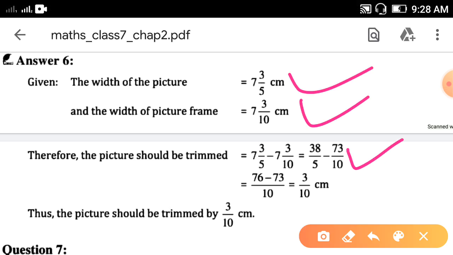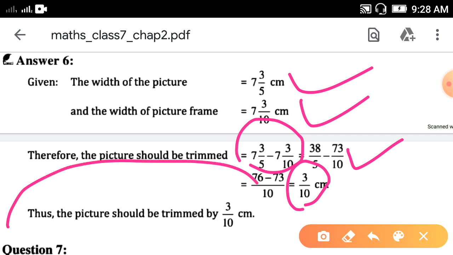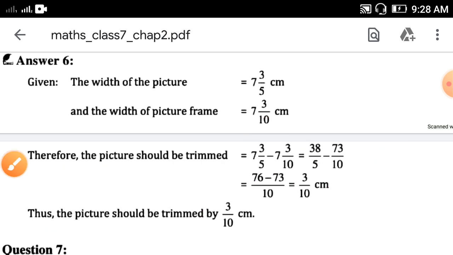Simple, subtract them. Again the same method: convert into improper fractions, find the LCM, make equivalent fractions, subtract them. You will get 3/10 centimeter. That means the picture should be trimmed by 3/10 centimeter.